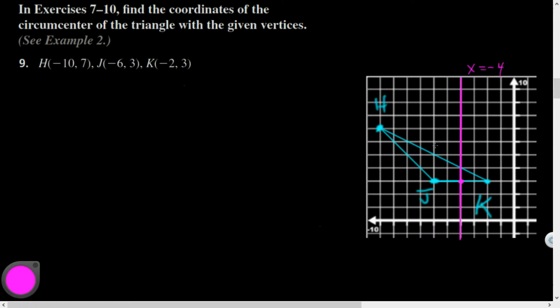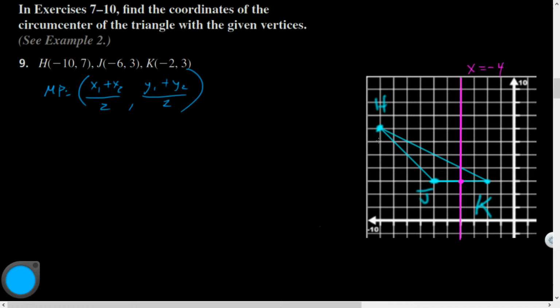-4. So there's one equation. Now I've got to find the equation of this guy over here. Once I find that equation, I'll solve the system of both of them. So let's do the rest of this properly. Let's find the midpoint. Midpoint formula, of course: x1 plus x2 divided by 2, y1 plus y2 divided by 2.